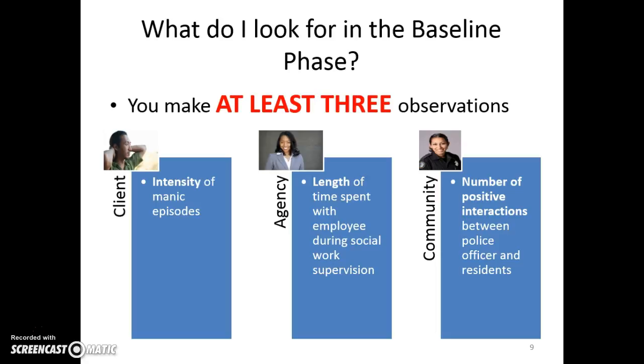In the baseline phase, this happens before you do the intervention. For example, let's say you're working with a patient who's bipolar. Maybe you're looking at the intensity of manic episodes and you measure that 3 times through a standardized instrument. Or maybe you want to document the length of time that a social worker spends with her employees during supervision. Or maybe you want to ask a police officer and community residents the number of positive interactions that they have. And you're doing all of these observations before you've applied any type of intervention. This is the baseline phase.